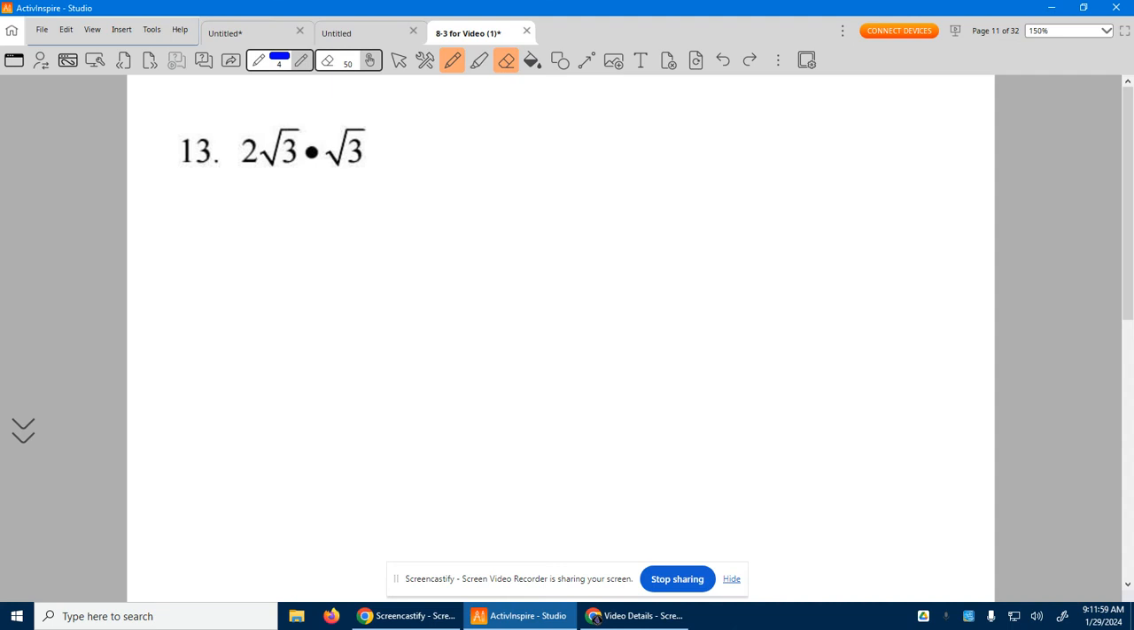Number 13, 2 root 3 times root 3. Well, we learn if I have the square root of a number times the square root of the exact same number, that's just the number. Or if you think square root of 3 times square root of 3 is square root of 9, and the square root of 9 is what? 3. So we just end up with 2 times 3 here. So the answer to 13 is simply 6.